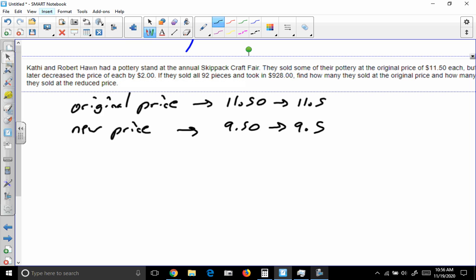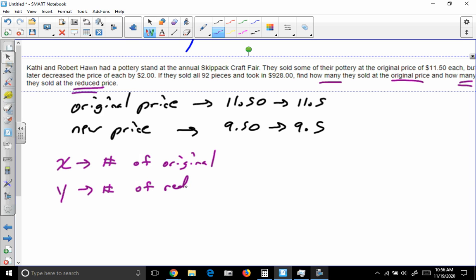Now, we need to ask ourselves, what are our two unknowns? What we don't know is how many they sold at the original price and how many they sold at the reduced price. So let x be the number sold at the original price, and let y be the number sold at the reduced price.